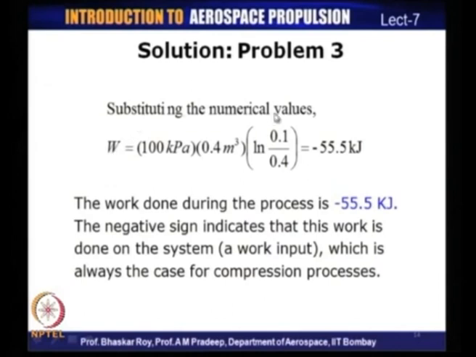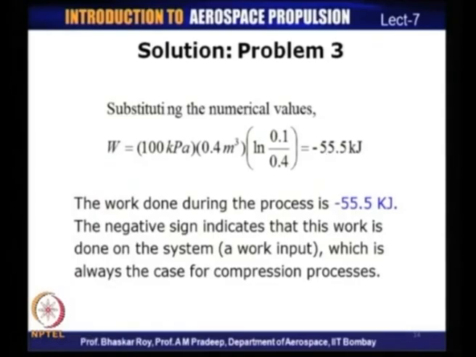And so, if you replace those values, we get the pressure times the volume. So, this is P1 times V1, that is the initial pressure times the initial volume, and the ratio of either the volumes or the pressures. In this case, the volumes are known. So, log of V2 by V1. If you calculate this, what you will see is that you get minus 55.5 kilojoules.